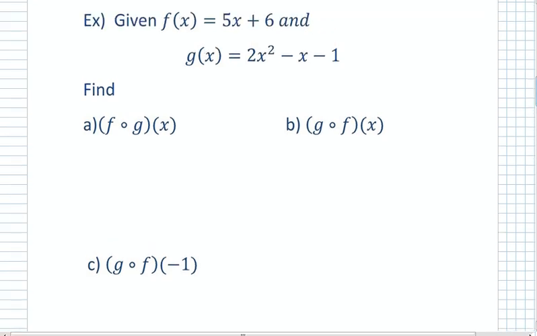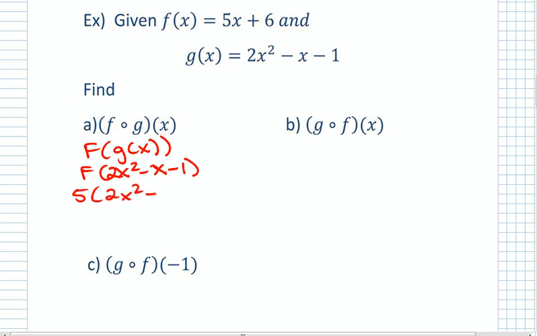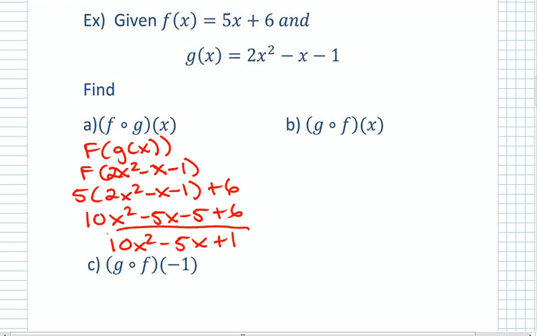So once again, let's do another example. Part A, f of g of x. So then I substitute in. So I get f of 2x squared minus x minus 1. Then I put that in the f function. So I get 5 times 2x squared minus x minus 1 plus 6. Distribute the 5. 10x squared minus 5x plus 1 is your final answer.